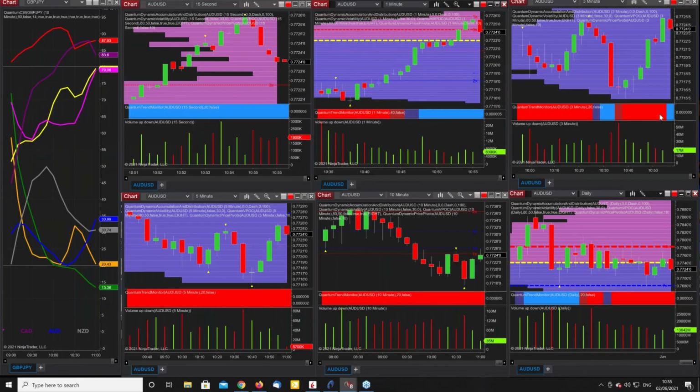Then we go up onto the 3 minute. We're just starting to see that reversal take effect in terms of the trend monitor at any rate. And down onto the 5 minute, no sign of that yet. You wouldn't expect to see it. And obviously down on the 10 minute and out to daily, no change whatsoever. You wouldn't expect to see it that far out either.